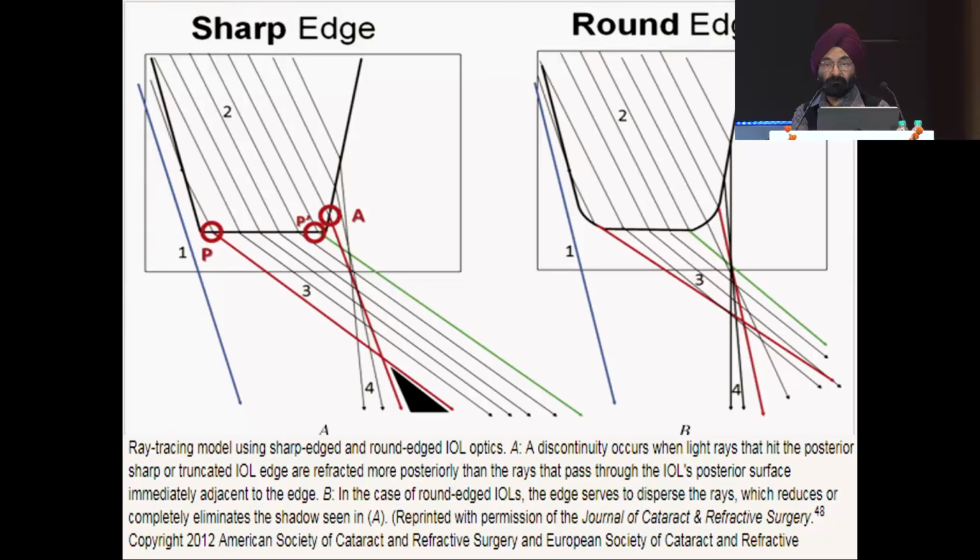So why a sharp edge? What is the difference between sharp and round edge? You find that in a round edge, the light rays which are refracted from the inferior edge and the posterior surface bleed into this area marked 4. Whereas with the sharp edge, you find that the light rays from the posterior edge are refracted much more than the light rays which are refracted from the inferior edge. So this black shadow which is marked at 4 causes a shadow.